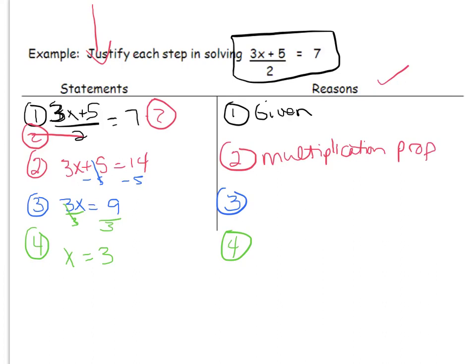Okay? From step number 2 to step number 3, you had to remove 5 on both sides. So that process of subtracting on both sides, you should have written down the subtraction property. And this last step, from step 3 to step 4, we had to get rid of the 3. So we divided by 3 on both sides, and we got our answer as x equals 3. So in order to get to step number 4, we had to use the division property.